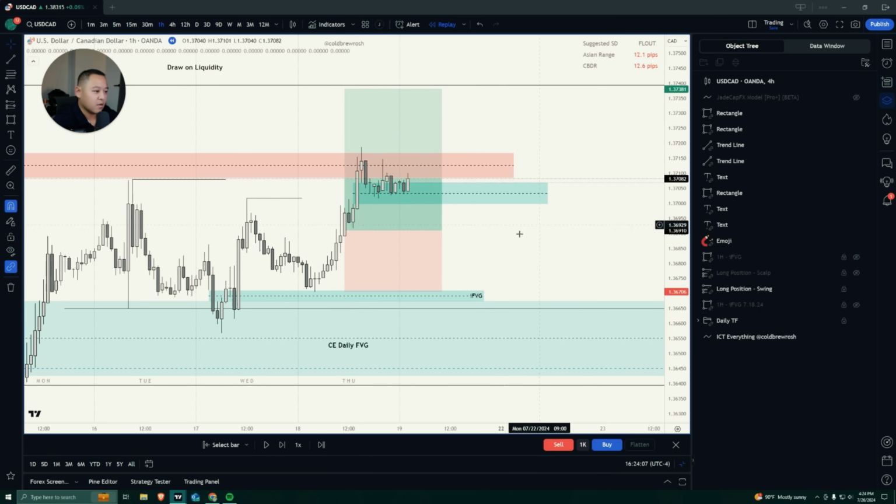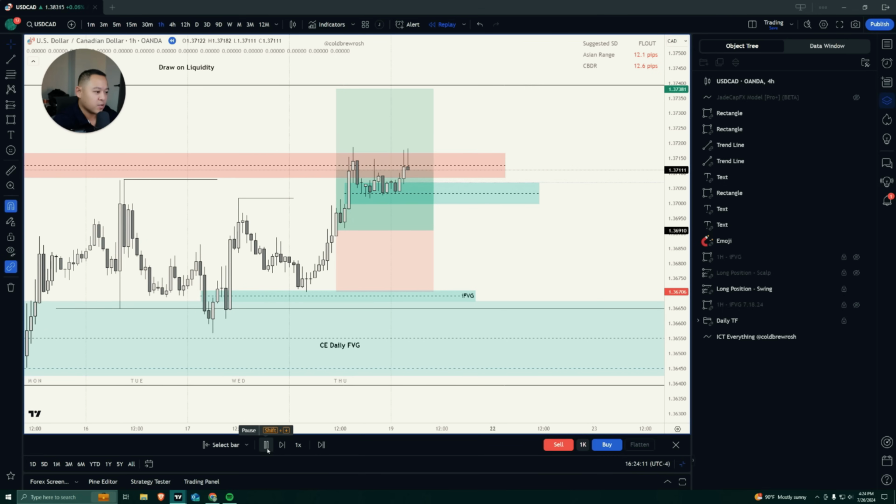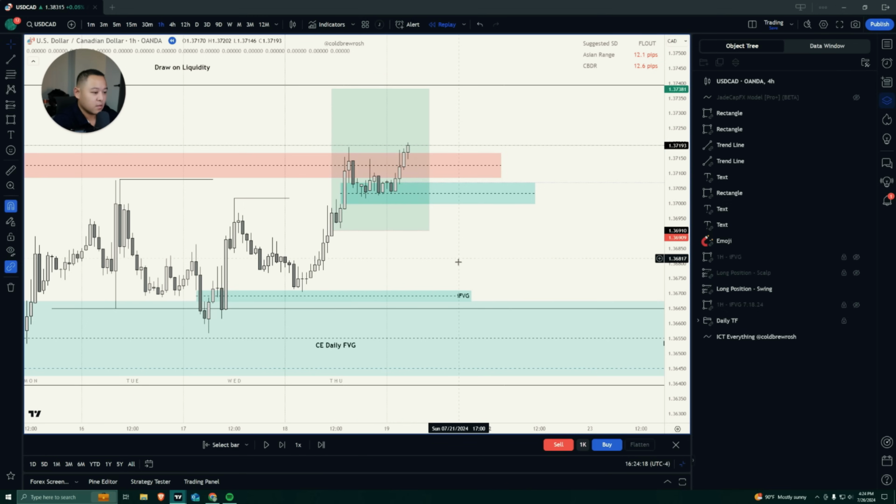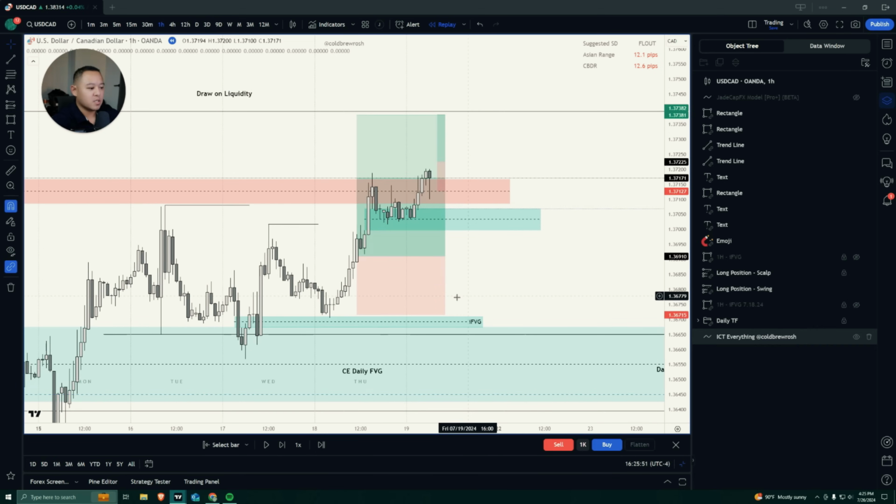Coming into the next day, though, as we're moving away from this fair value gap and getting into the New York session, what I did was I moved my stop loss up to break even, because we had this bullish fair value gap. And I added a scalp position, which we'll get to in just a second.